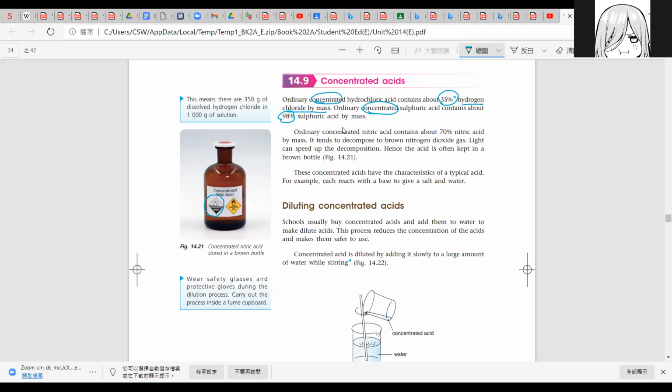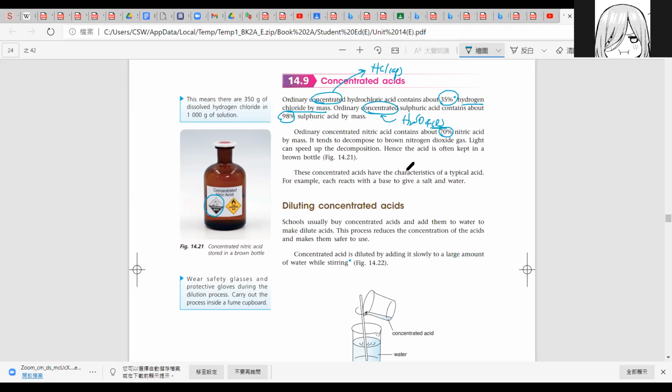sulfuric acid by mass. So that's why, for concentrated sulfuric acid, you will use the word liquid. You will see that the symbol expresses liquid to tell it's concentrated sulfuric acid, but not for concentrated hydrochloric acid. For HCl (aq), it can be dilute or it can be concentrated. But once I write down H2SO4 (l) in the chemical equation, normally we are referring to concentrated sulfuric acid. How about nitric acid? Nitric acid is about 70% by mass.